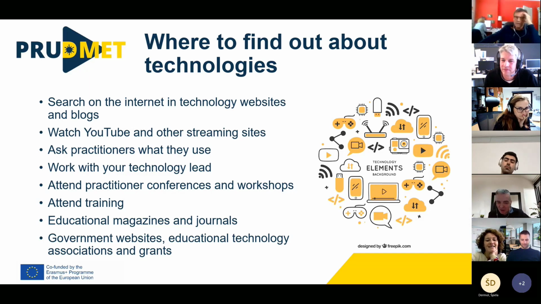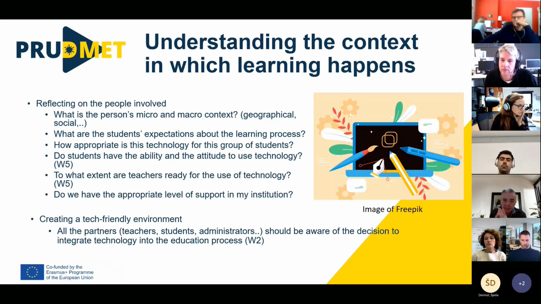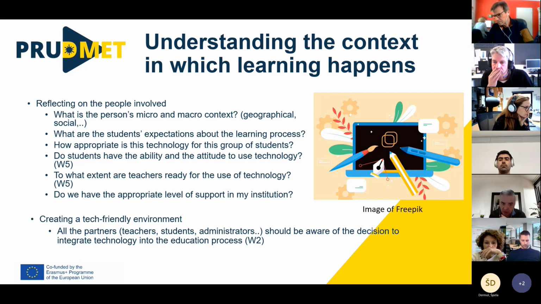Where to find out about technologies. In this case, the idea is to identify the sources in which it is possible to look for technologies that we can apply. The third point of the unit is related to the beginning of the design process. That means understanding the context in which the learning happens. For this, it's important to reflect on the students, the teachers, and the technicians, the three pillars that are important for the correct implementation of technology in learning.